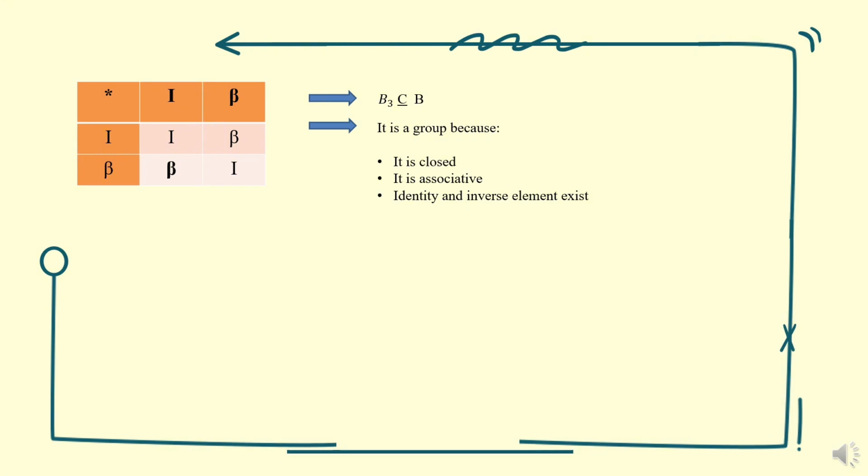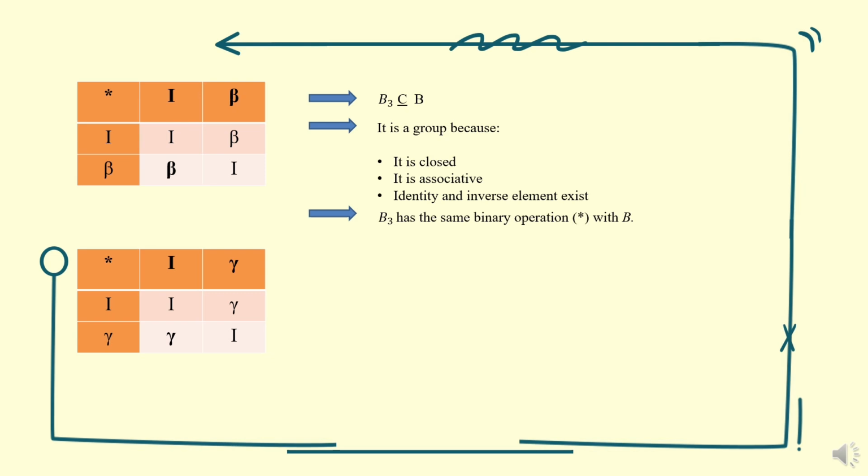Yes, because our Roman numeral 1 is placed diagonally. That's why we can say that Roman numerals 1 and beta is inverse of itself. The inverse of Roman numerals 1 is 1 and the inverse of beta is beta. That's why we can say that B3 has the same binary operation star with B.